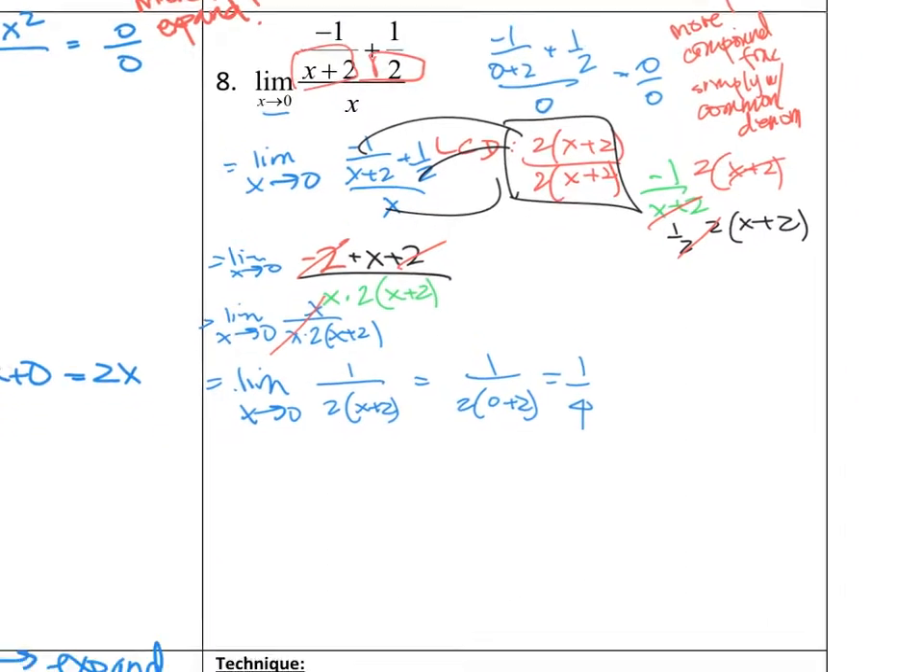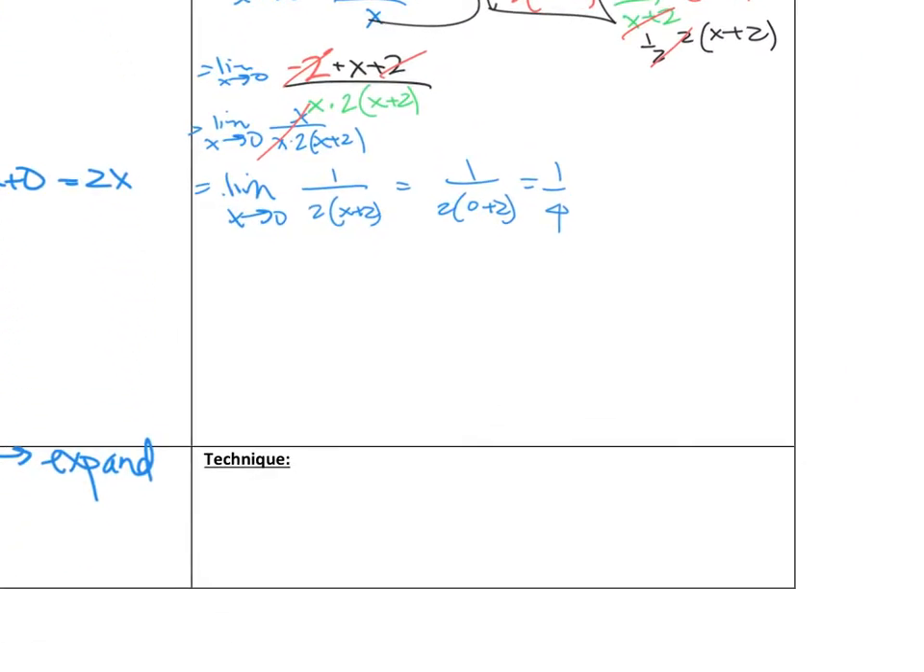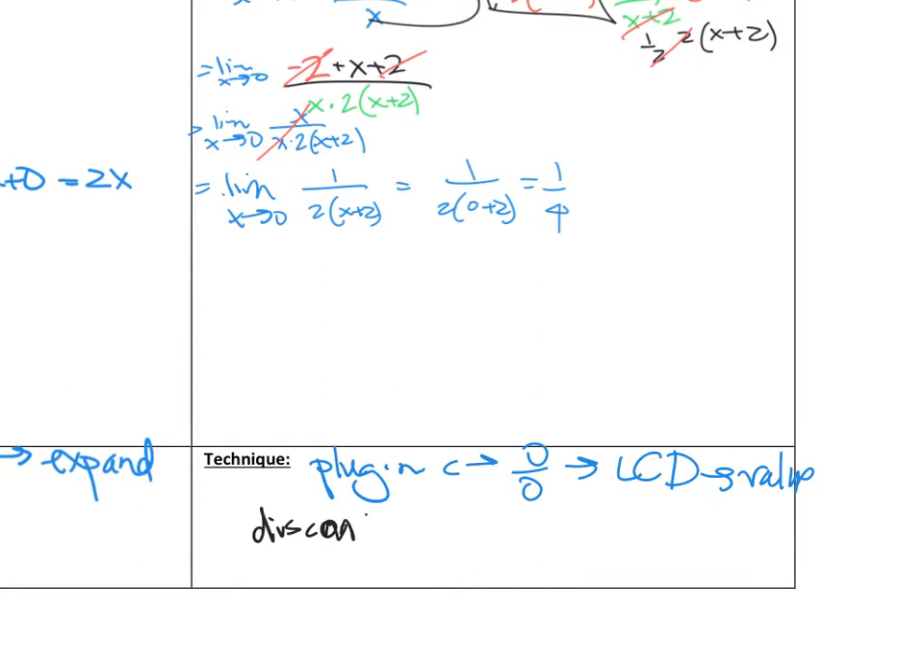So this is the limit. And again, since we had the hole, then we know it is discontinuous. Let's go ahead and write what we did. We plugged in c, we ended up with 0 over 0. We actually did the least common denominator and got our value. And again, it was discontinuous. And our hole is at 0, 1/4.